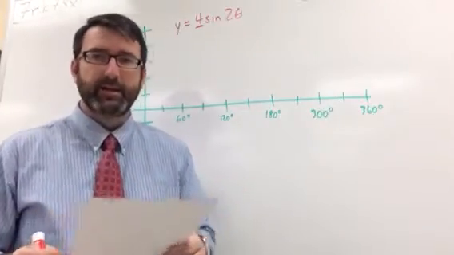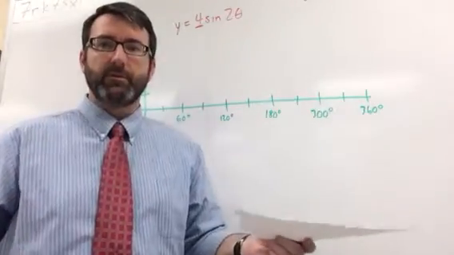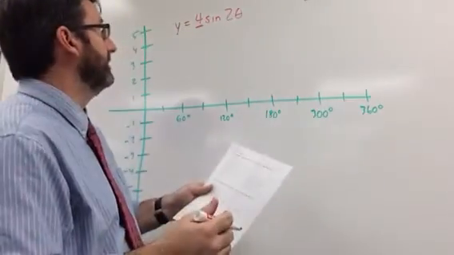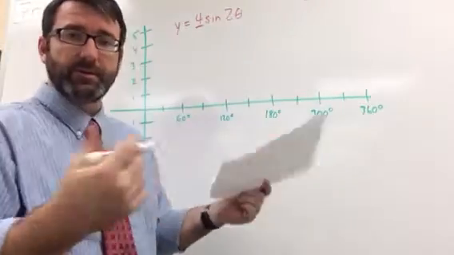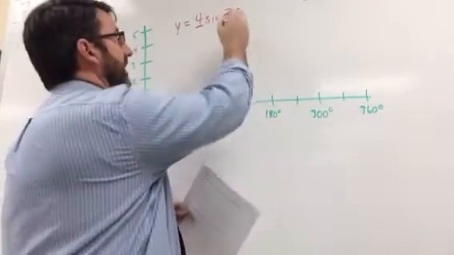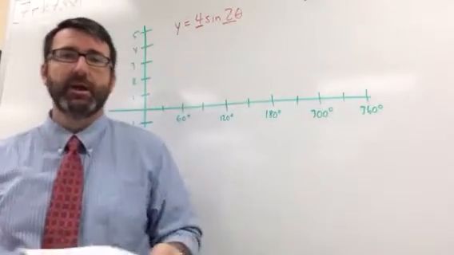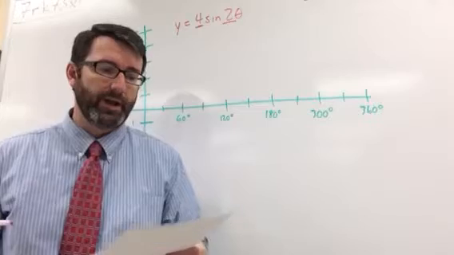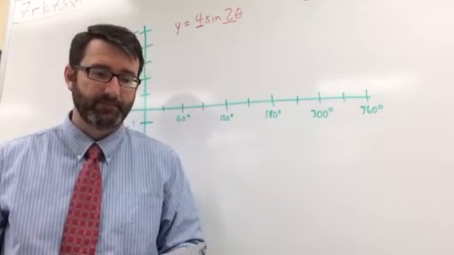The period is going to be the period of one full rotation around the unit circle, which would be 360 degrees, divided by this number here. So 360 divided by 2, our period is going to be 180. So we have an amplitude of 4, a period of 180 degrees.